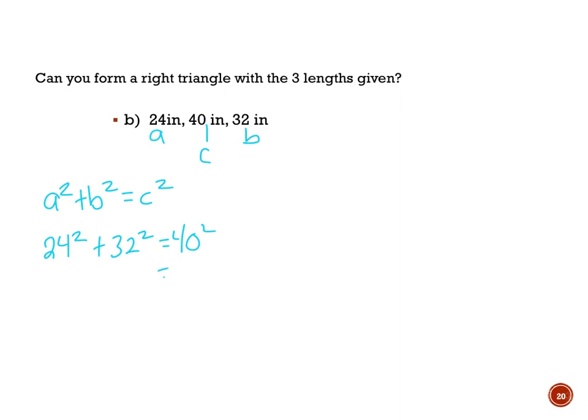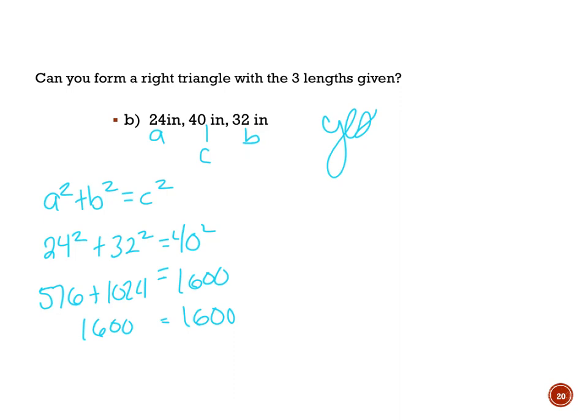So 24 squared equals 576. 32 squared equals 1024. And 40 squared equals 1600. So if I add 576 plus 1024, I get 1600, equals 1600. So those are equal to each other. So yes, we can form a right triangle with these three lengths.